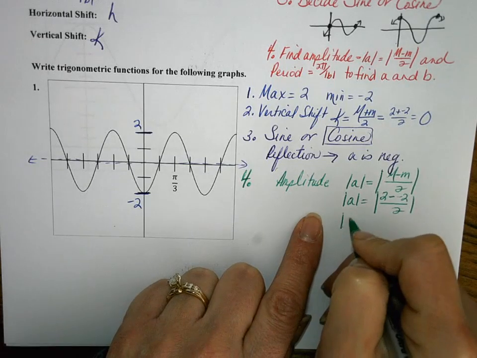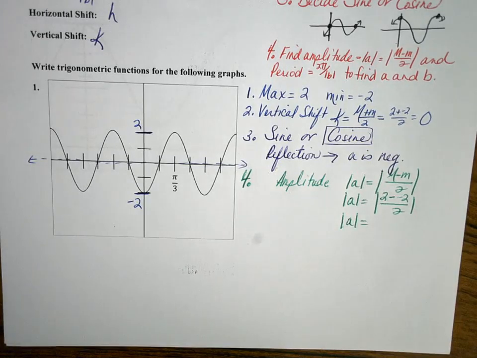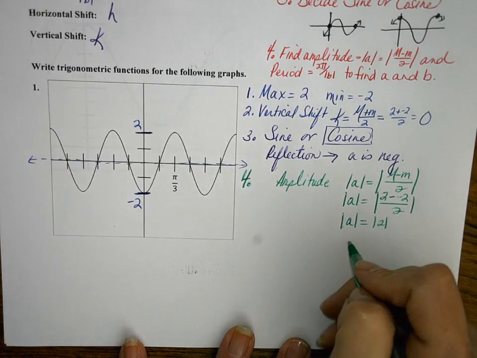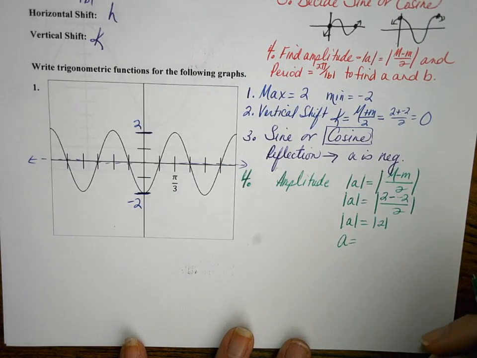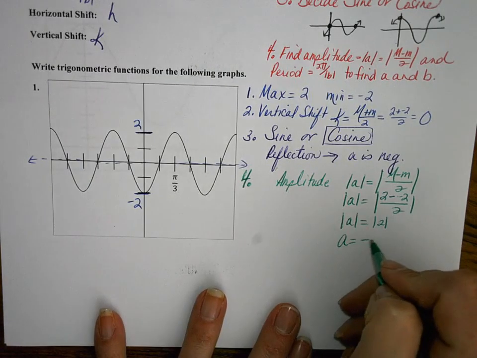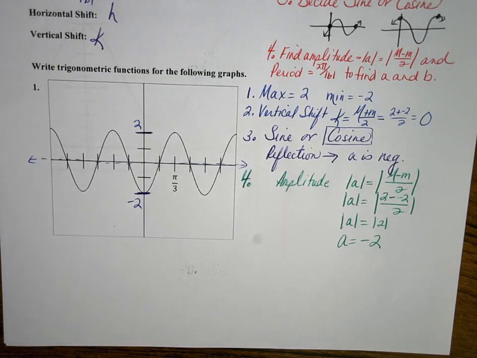Well, the absolute value of A is going to come out to be what then? So what is my A? Negative 2. I know it's got to be negative because it was reflected over that x-axis. So my A has to be a negative 2. Are we okay with that? All right. What do I need next?